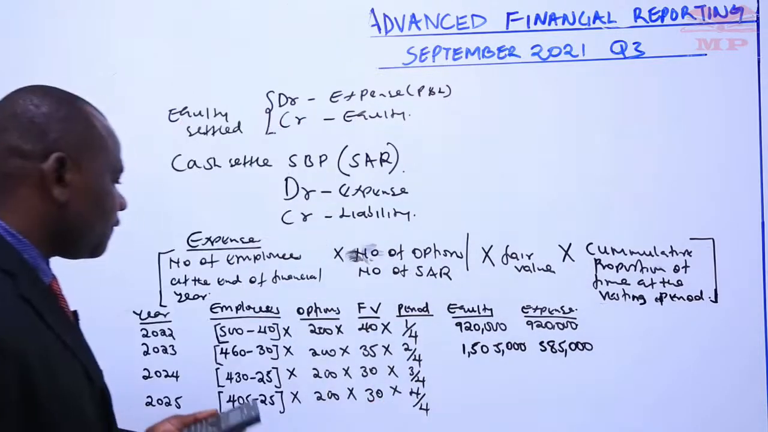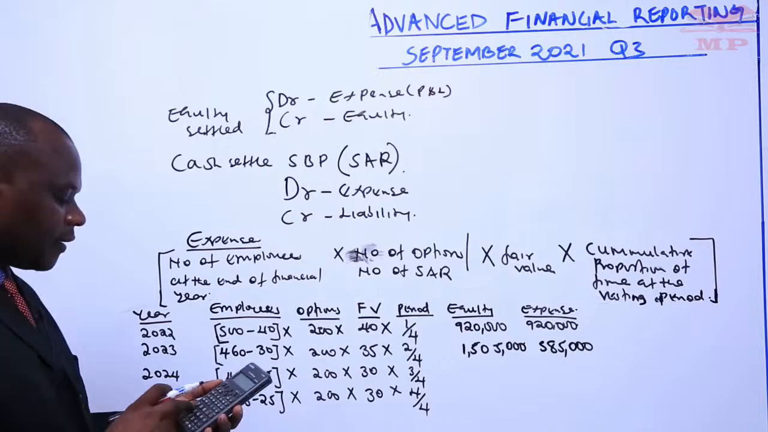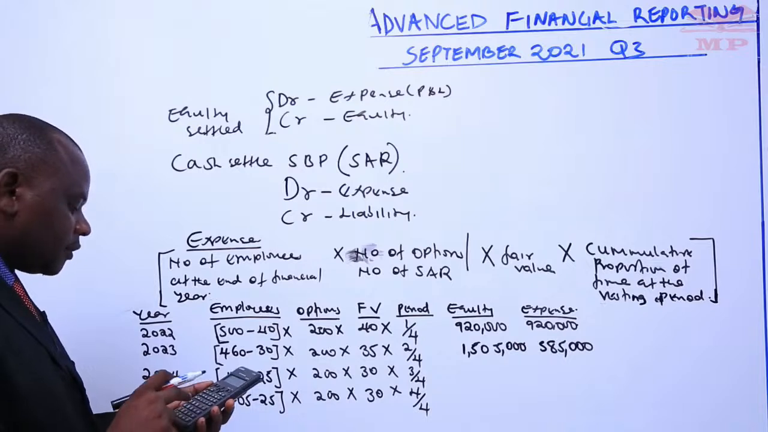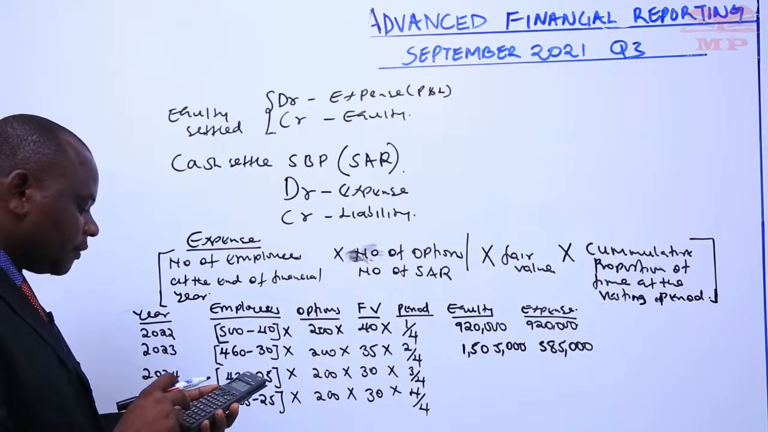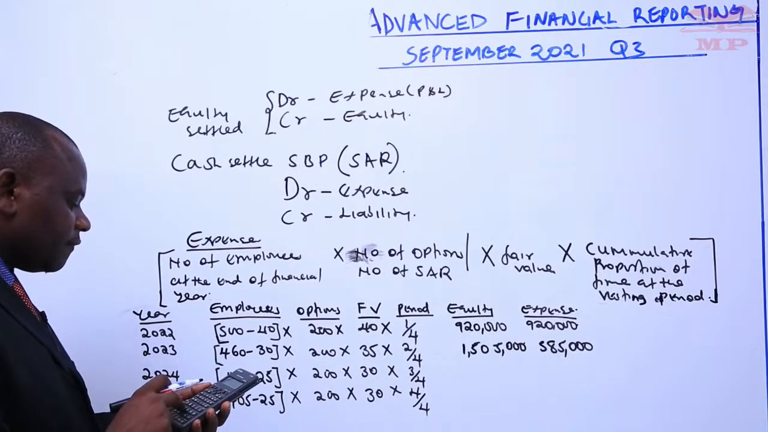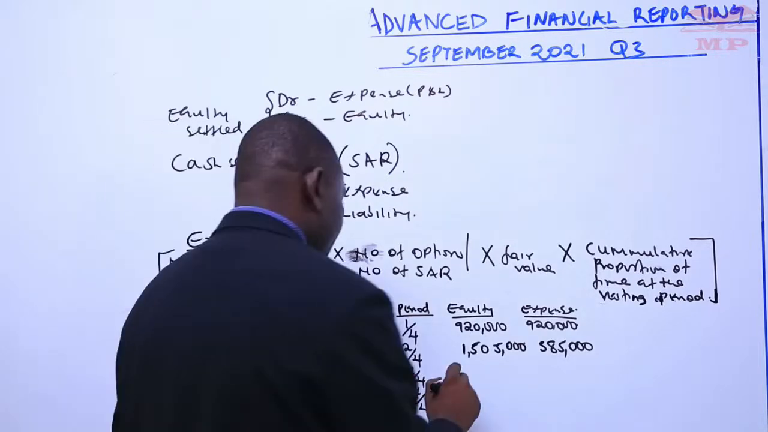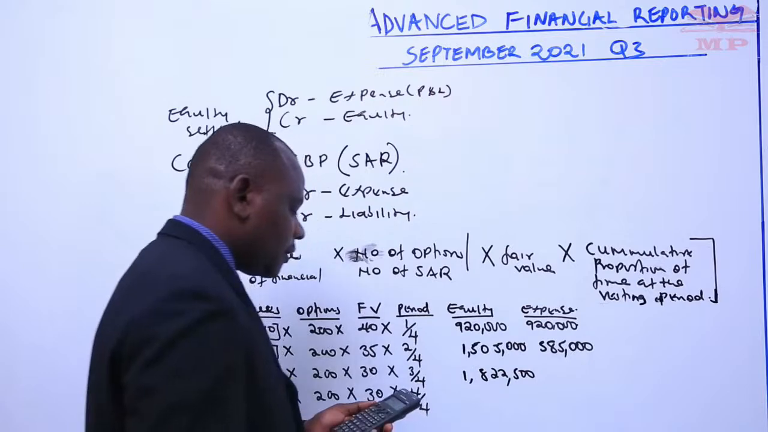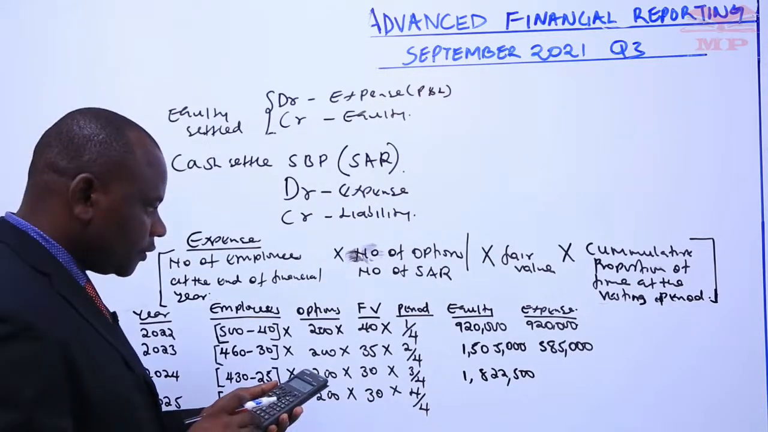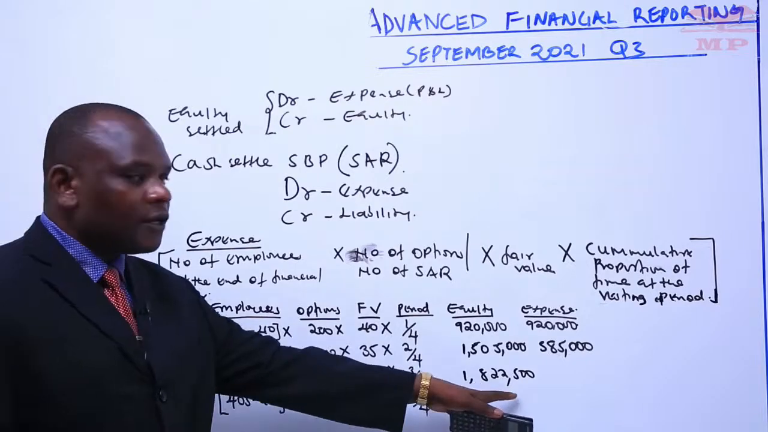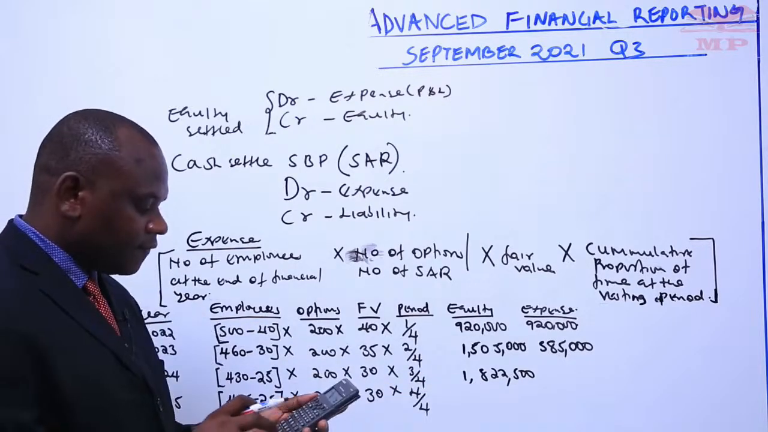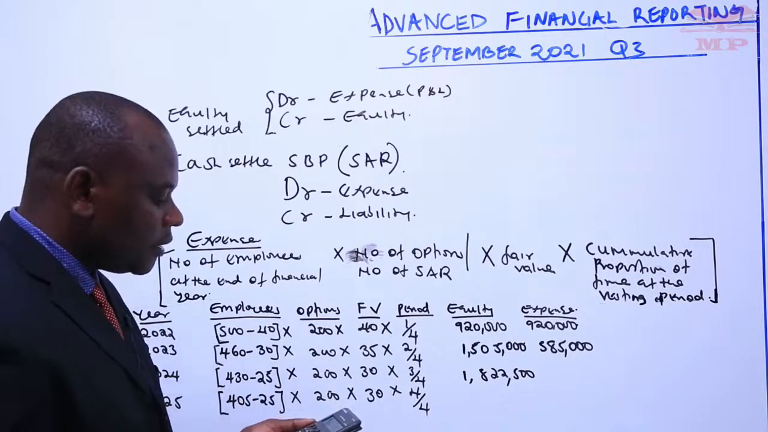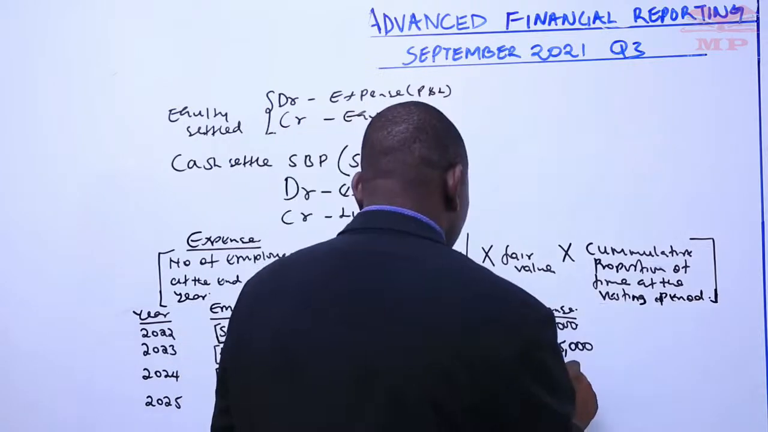So the expense to account for here is 585,000. And then here is 430 minus 25, times 200, times 30, times 0.75. That is 1,822,500, the equity to be recognized, but the expense should be 1,822,500 minus 1,505,000, so that we get the expense to be accounted for in that year.